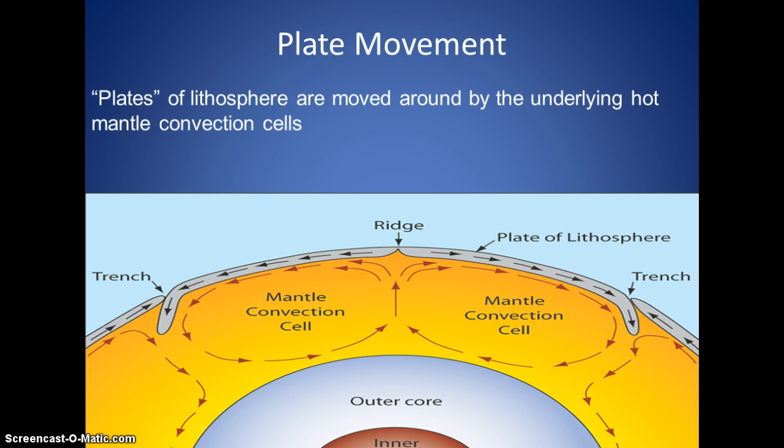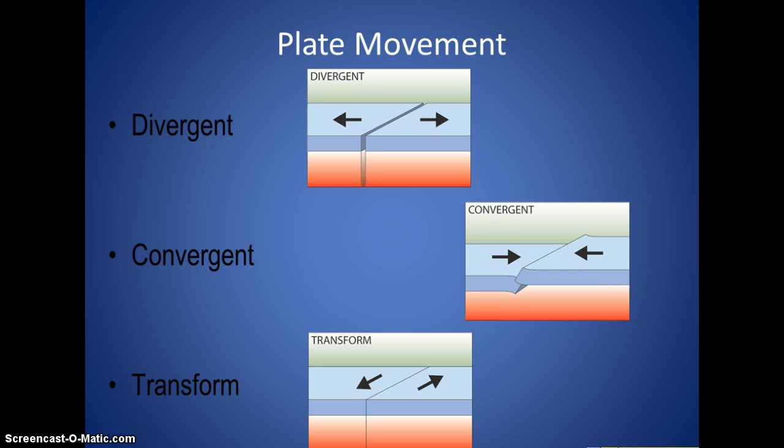And again, here's a picture of some of the plate movement. You see that you have trenches and ridges, and we're going to talk about the movement a little bit more here. We have divergent movement, in which the plates move apart. We have convergent movement, which means that the plates come together towards each other, and then the transform boundaries where the plates slide past each other. So again, that is the divergent boundaries where the plates move away from each other, the convergent where they move towards each other, and then the transform boundaries where the plates slide past each other.